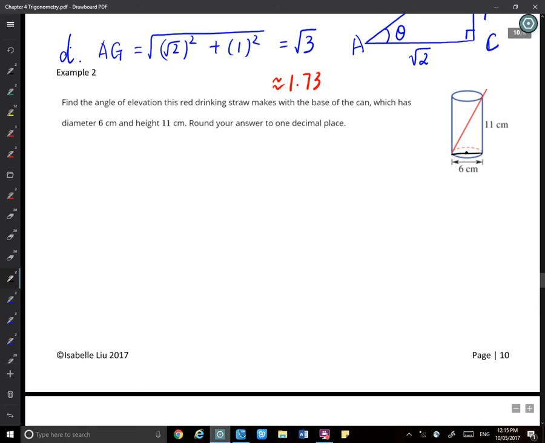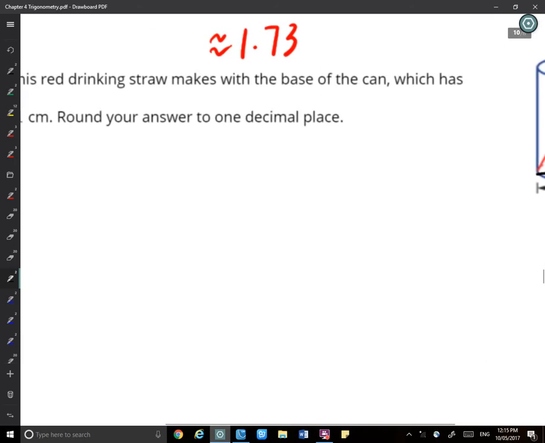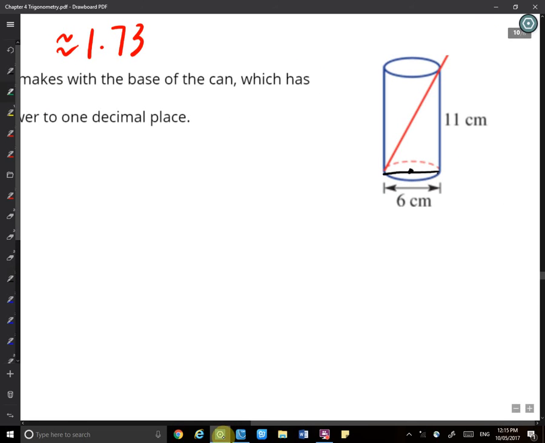Okay, connect the point where the straw touches the base with the center and draw a diameter there. Let's give letter A at this point, B at this point, C at this point, and O at the center. Don't really need O, you know that is O.